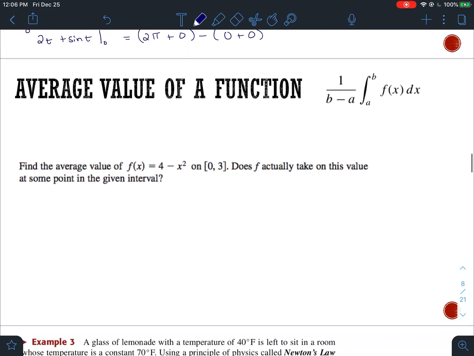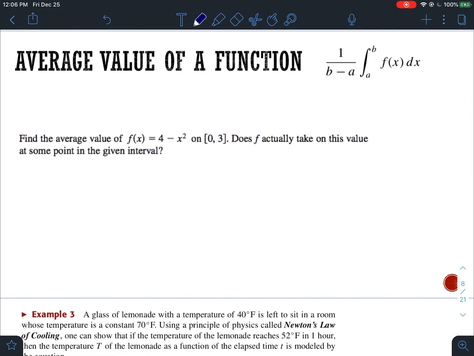All right. So that's average rate of change. How do you find the average value of a function? Well, to find the average value of a function, what you do is you integrate that function over the time interval. So you integrate from a to b, and then you divide by the change in time.